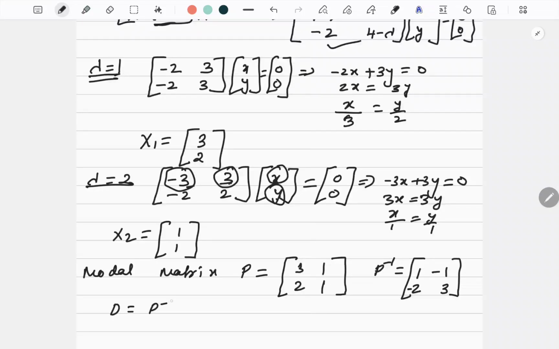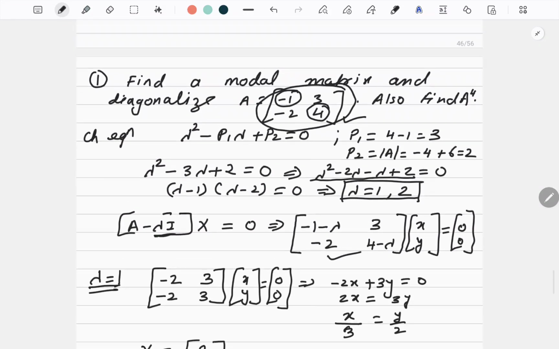So D is equal to P inverse AP. Correct? So you write down P inverse, that is 1 minus 2 minus 1 3. Remember, when you handle matrices, A into B is not equal to B into A. So order matters a lot.